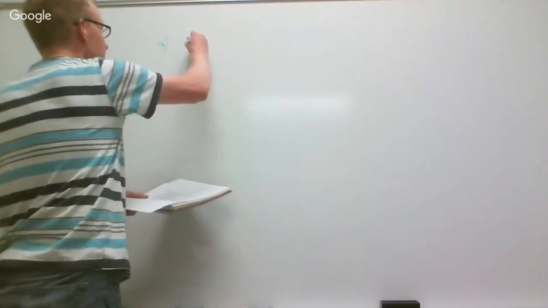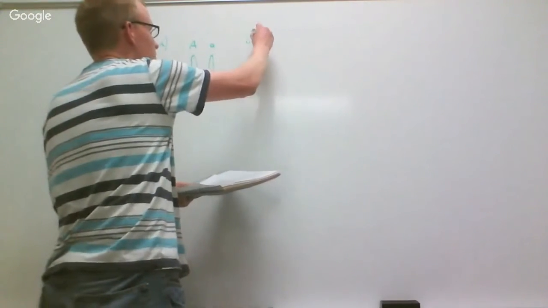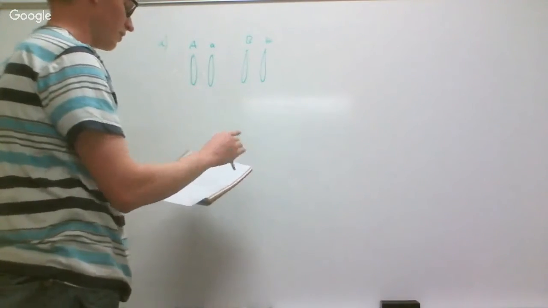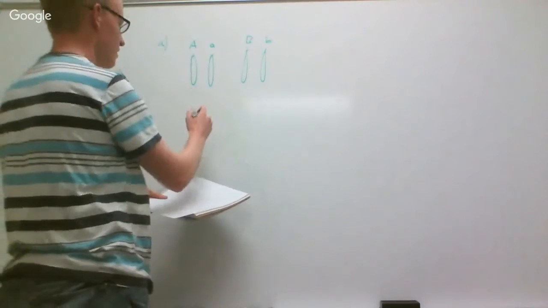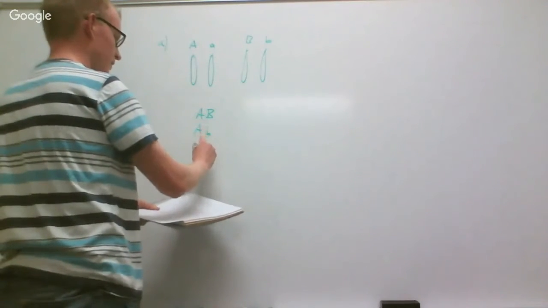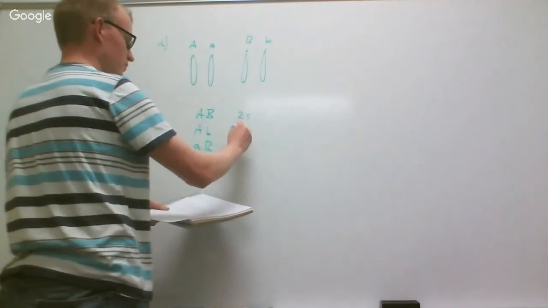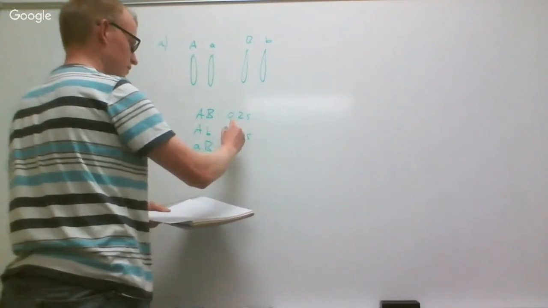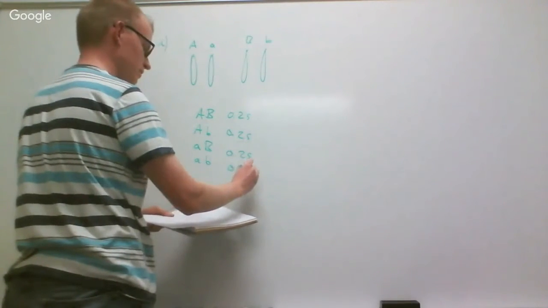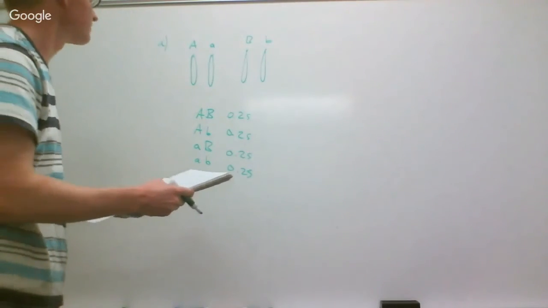So in this case, big A, little a are going to be on different chromosomes. Same thing with big B, little b. And so there can work out to be 4 different ways this can work out. We can have big A, big B, big A, little b, little a, big B, or little a, little b. And those are going to be a quarter apiece. You can write that as a decimal or as a percentage. Anyway, it's going to be 25% each.